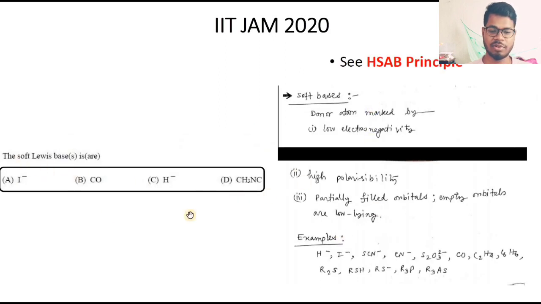Yeah, then the soft bases. So you can see I minus, CO minus, CO, H minus, I minus, H minus, CO.